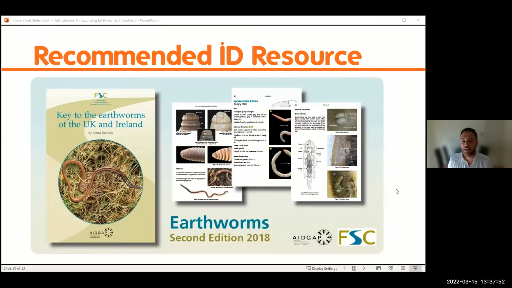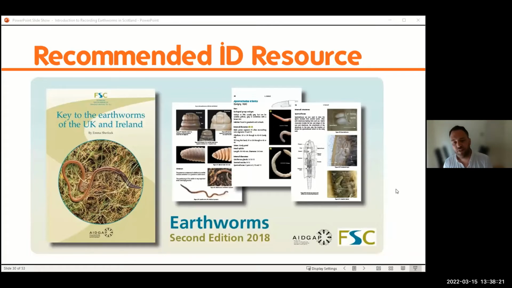So the recommended ID resource that we've got is from the organisation that I work for, the Field Studies Council, and that's the Key to the Earthworms of the UK and Ireland. It's currently on the 2nd edition. It's a really nice key. It's really easy to use. It's designed for amateur naturalists, not for taxonomists. So the way that you work through the key, it makes sure the easier questions are first and the harder questions are later on, and only needed where necessary.